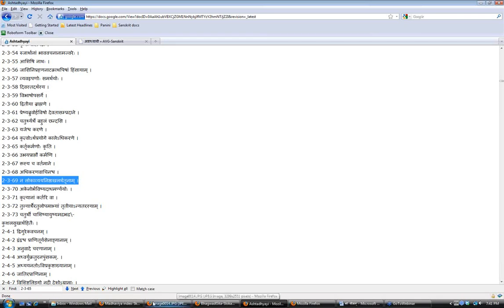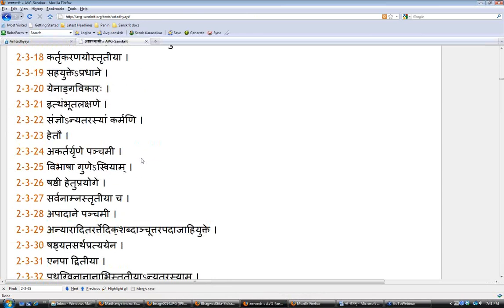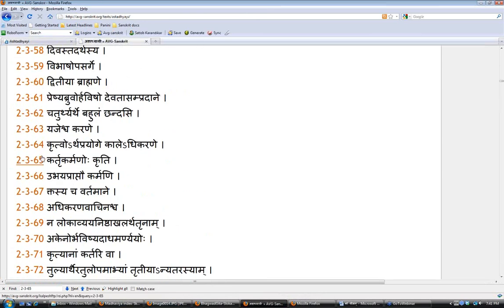So let's look at 2.3.65. Look at the Vyakhyanam for that, 2.3.65. So don't forget 2.3.65. If you know 65, you look for 69.